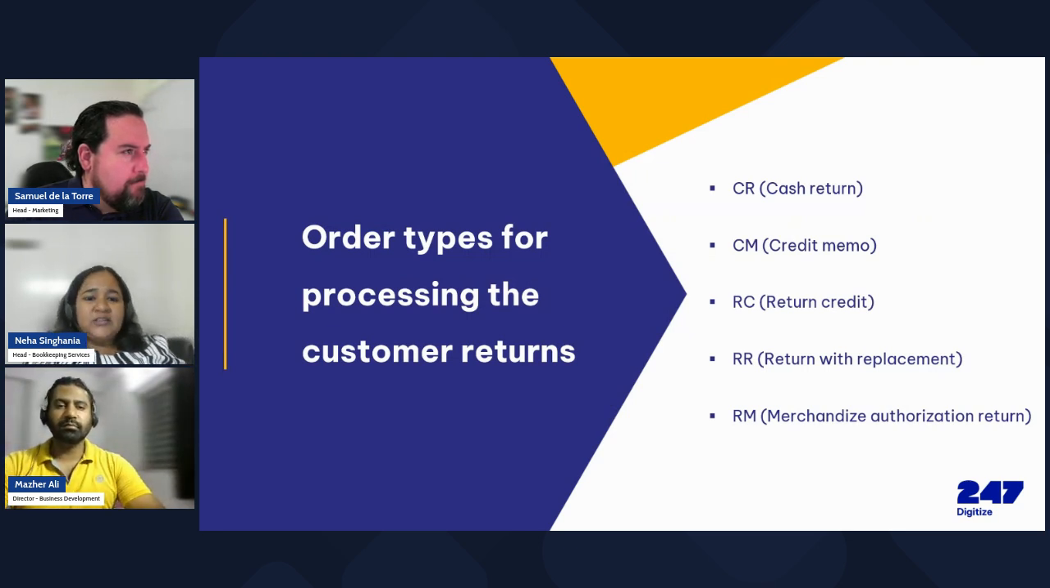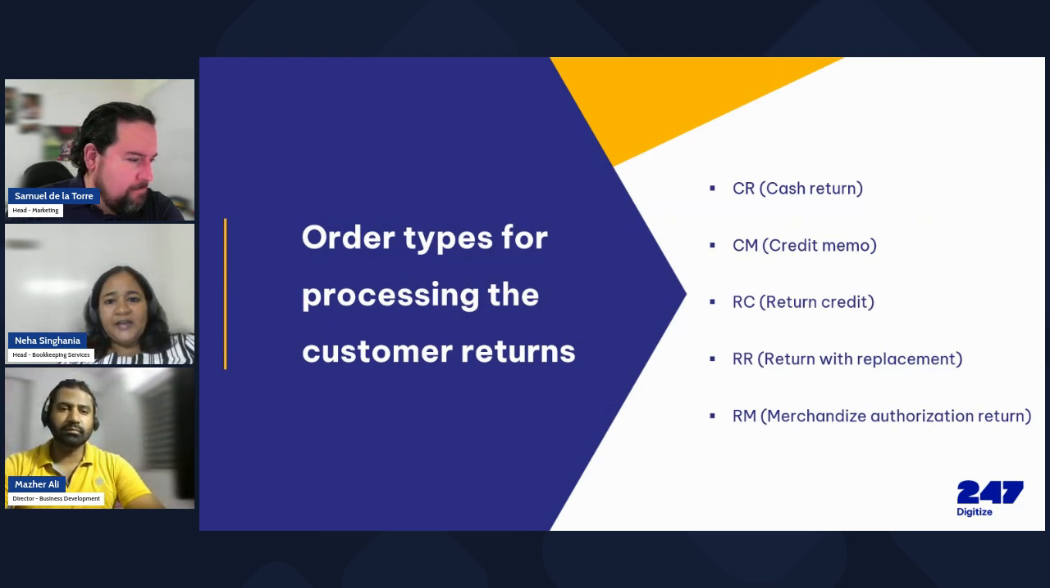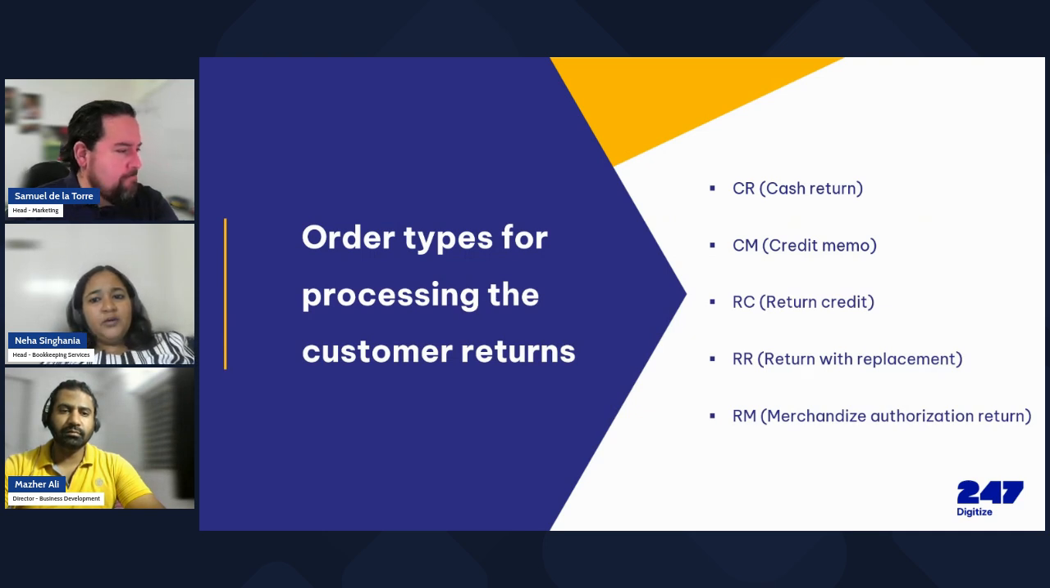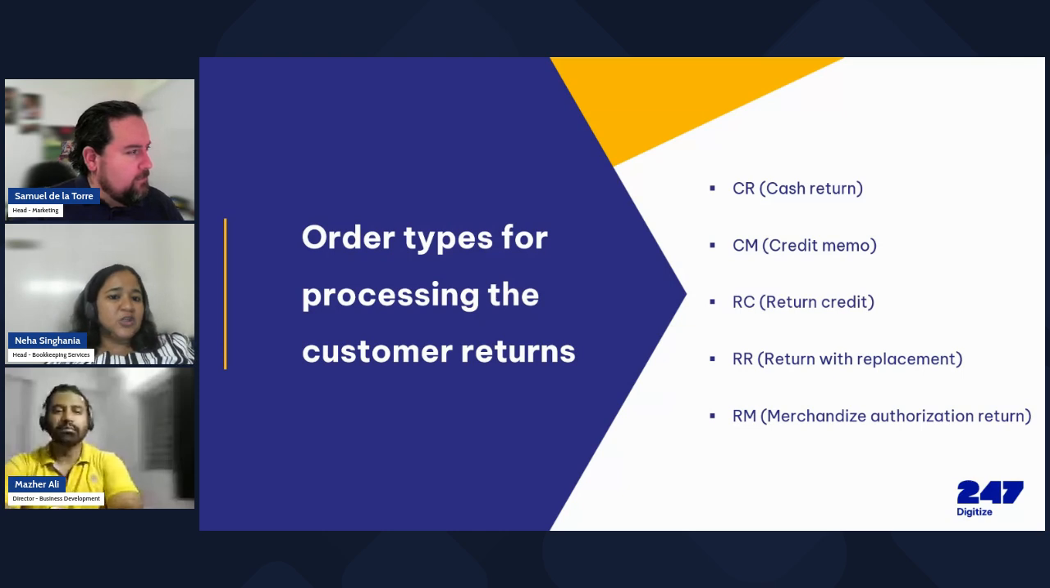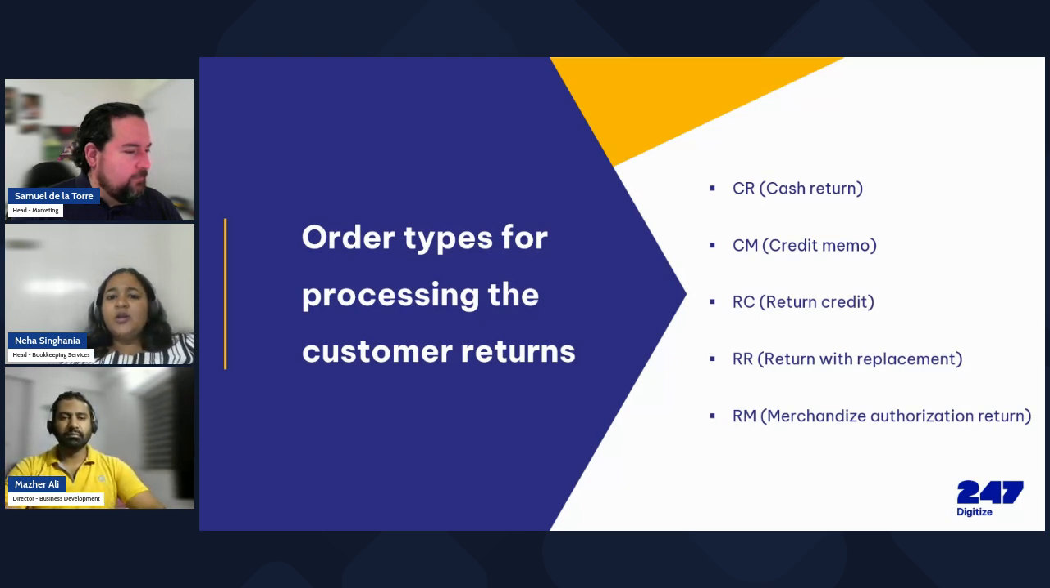Acumatica also provides some predefined order types for frequently used return processes such as return for credit, return for cash, and return for replacement. The following predefined order types are available for orders on the sales orders form that are used for processing returns. CR, or cash returns. You'll create this to process the return of items that were sold in a cash sale and do not require shipping.